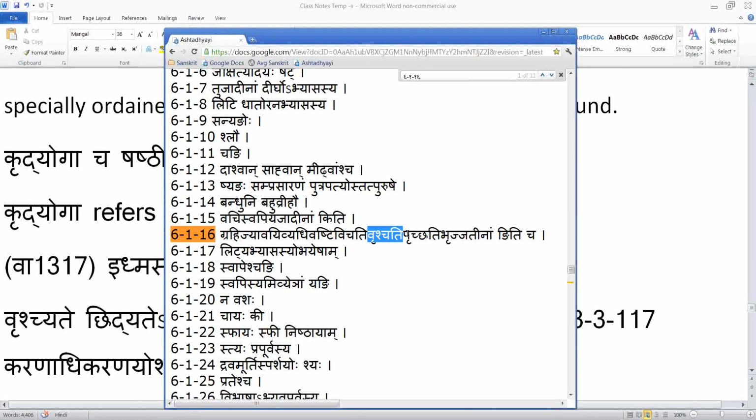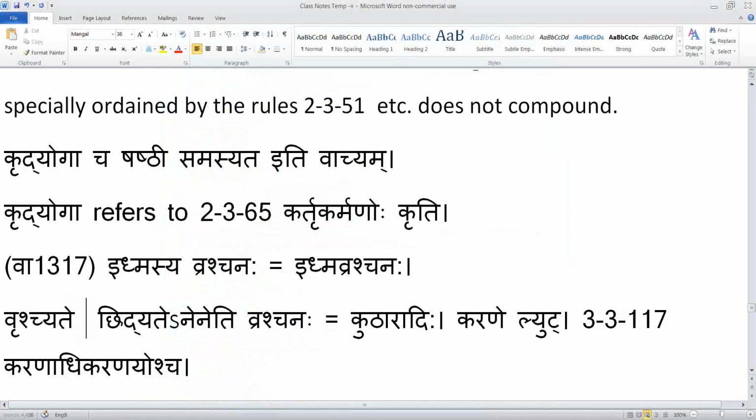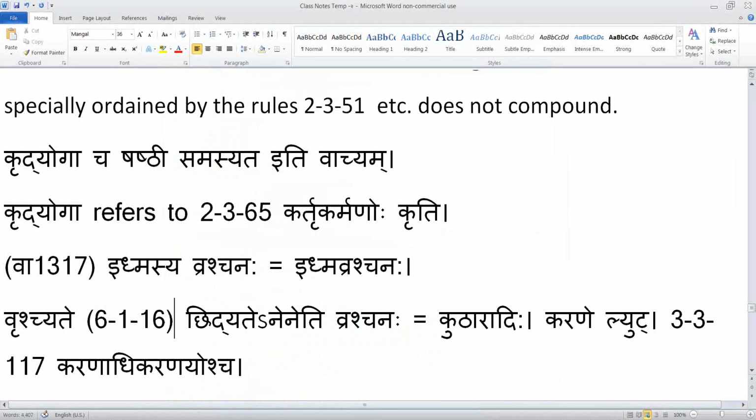So that samprasaranam which you are seeing in that vigra vakyam is by 6-1-16. 6-1-16 is dhatu vrishcha, became vrishchate. So that's six. Anyway, this is all not today's topic, but I just want to mention it on the side. 6-1-16 is samprasaranam. Okay, so this shashti is allowed to compound. So this is not the shashti sheshe. This krut yoga shashti can compound.